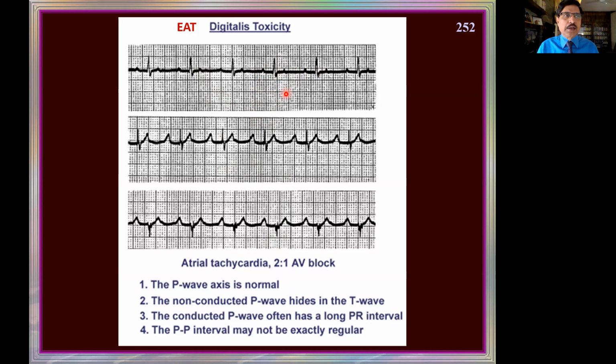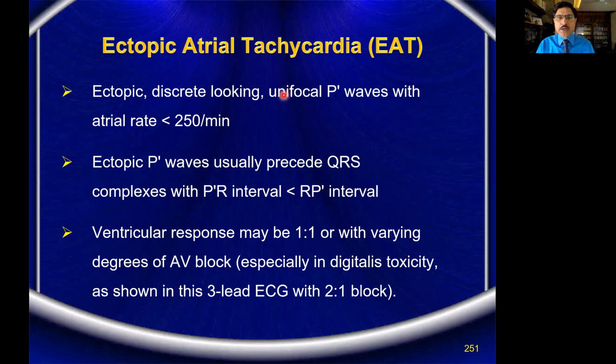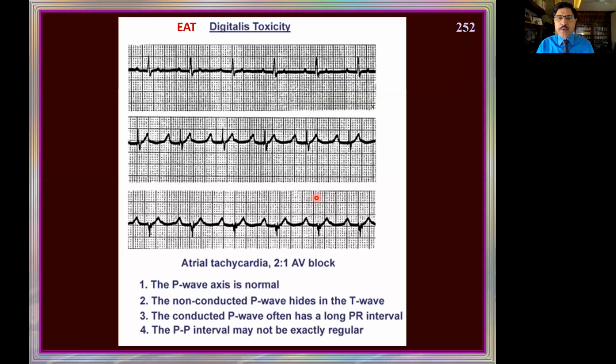This is what exactly P dash R is less than the R dash P, that's what the previous statement we said. P dash R interval is less than the R dash P interval. That means the PP intervals are not exactly regular. When does this occur? This occurs usually in digitalis toxicity.